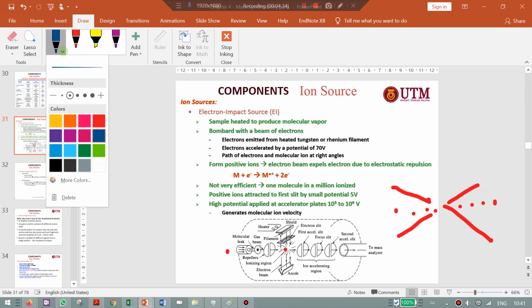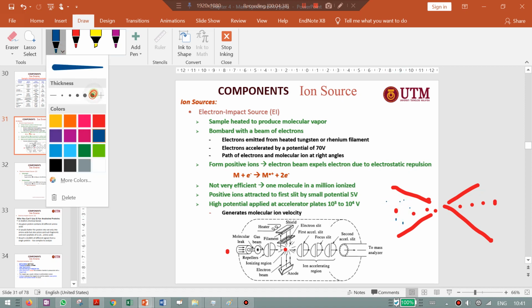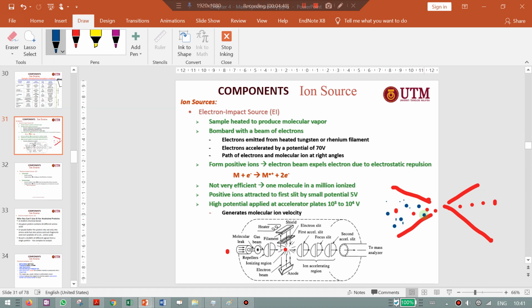for example, the carrier gas that could carry your molecule. We don't want them to exist in your mass analyzer as well. Okay, so your carrier gas will go outwards and only your molecular charged cation of interest will somehow go to the mass analyzer. Okay, that is why we need this slit.